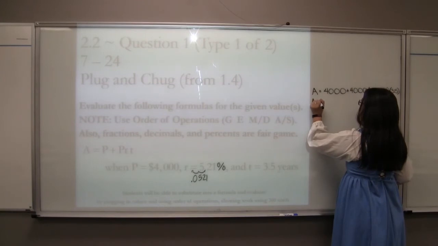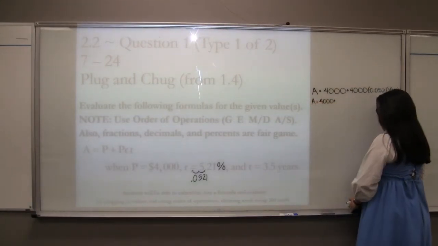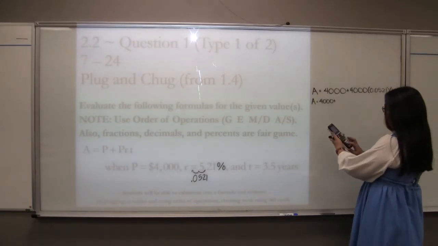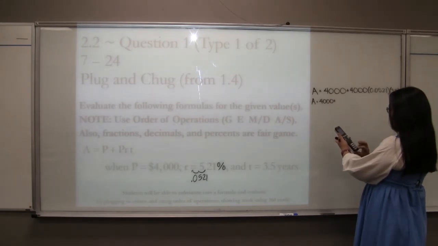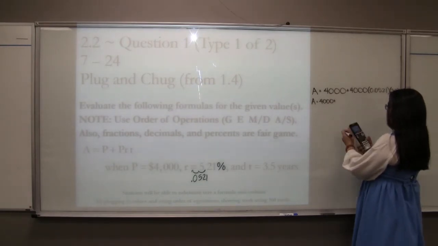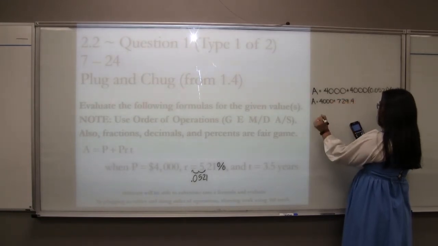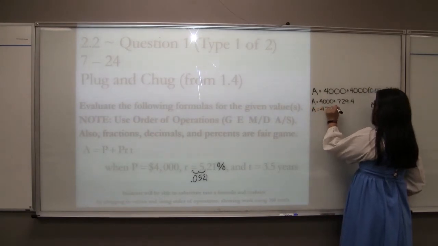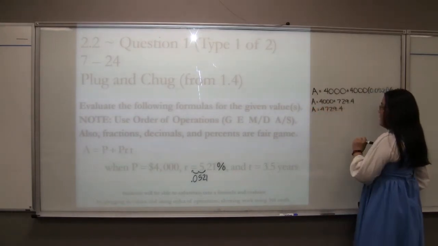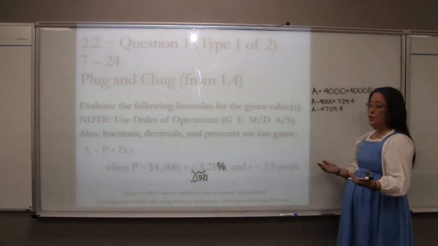As we continue, we're going to get 4,000 plus, we're going to take perhaps our calculator and multiply 4,000 times 0.0521 times 3.5, and we'll get 729.4, and then add those together and get 4729.4. This formula here is for simple interest.